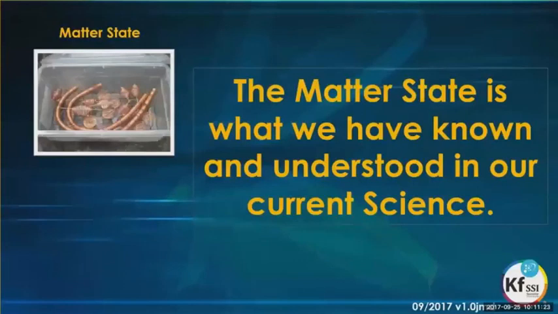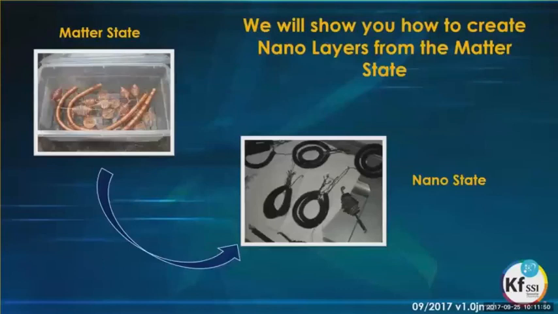So when we start with the matter state, this is something that we all know. It's been around for thousands of years, and that's what we understand in our current science: the matter state, and we try to use it and manipulate it in different ways, but it's still essentially the matter state. What we will show you during the course of these workshops is how to create nano layers on the matter state. So we're taking the matter state one little step further in creating the nano layers.